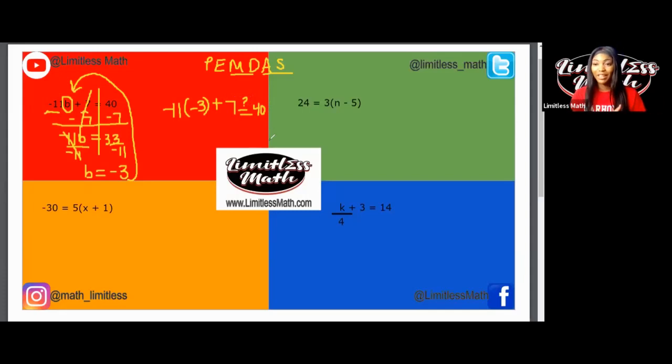So now I'm just going to check and see if the left side actually matches the right. And this time you do use your standard order of operations to solve it. Negative 11 times negative 3 is positive 33. Plus 7, does that equal 40? 33 plus 7 is 40. And of course 40 is 40. So yes, our answer here, b equals negative 3, is correct.